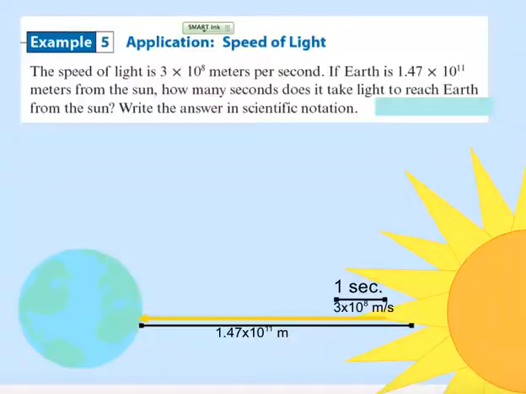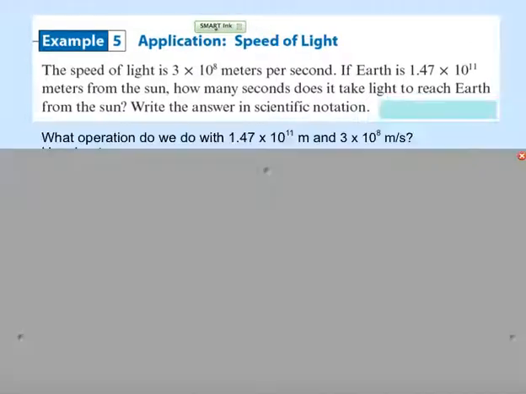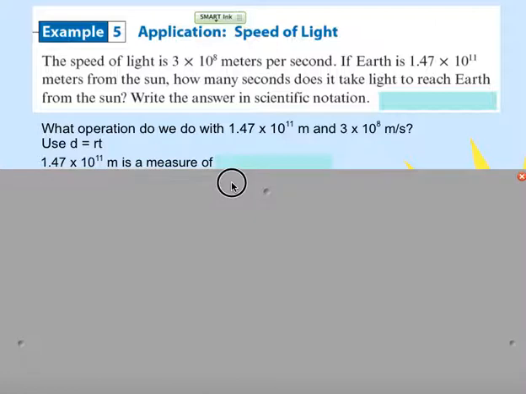All right, and then let's put some context to this. If we have the speed of light at 3 times 10 to the 8th meters per second, and if Earth is 1.47 times 10 to the 11th meters from the sun, how many seconds does it take light to reach the Earth? All right, so we need to figure out how many seconds it takes for light to reach the Earth from the sun.